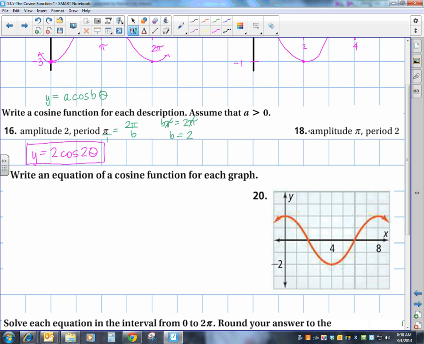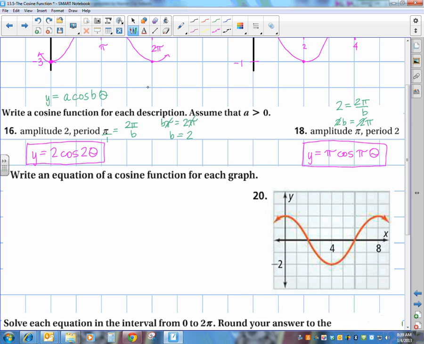All right, look at the next one. We have an amplitude of pi, and we have a period of 2. So again, I'm going to put that period equal to 2 pi over b, cross multiply. 2b is equal to 2 pi. My 2's cancel, means that b is equal to pi. So, looks a little different than you're used to. Y equals my amplitude of pi times the cosine of pi theta. And there we have it.